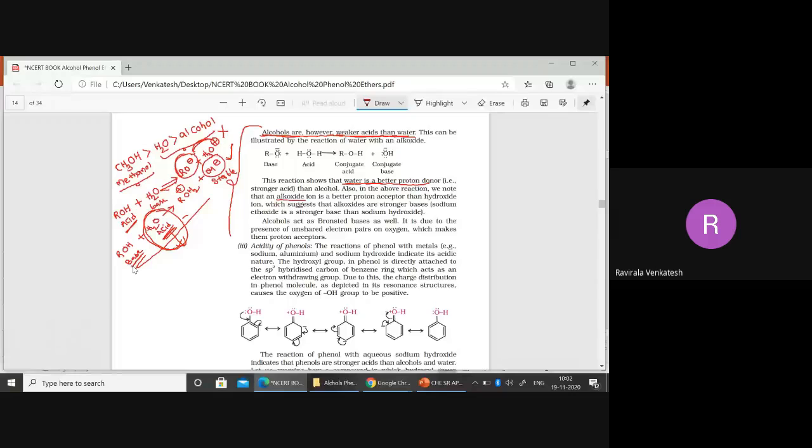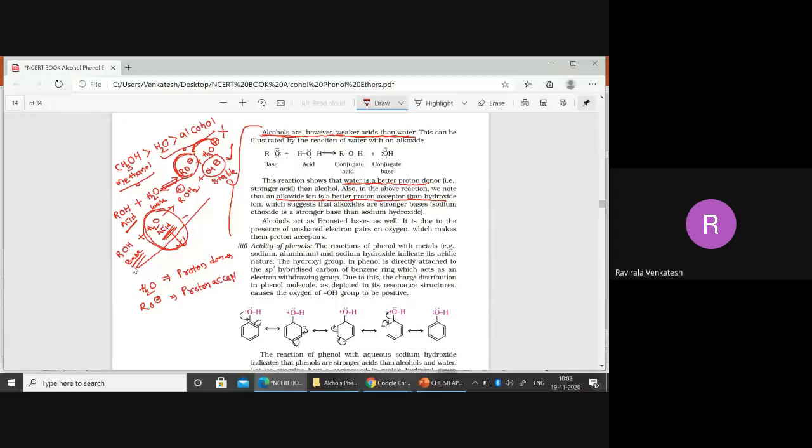The alkoxide ion is a better proton acceptor. See, यहाँ पर मैंने लिखा ना RO minus, best proton acceptor. The backward reaction is taking place. So यहाँ ये भी आपको लिख सकते हैं, best proton acceptor, then hydroxide, which suggests that alkoxides are strong bases, isn't it? ये आपको याद रखना है. तो आपको क्या लिखना है यहाँ पर? Water, H2O, is the best proton donor, whereas RO minus is the proton acceptor.